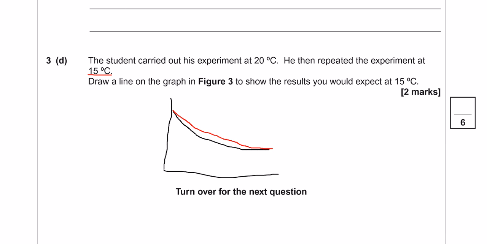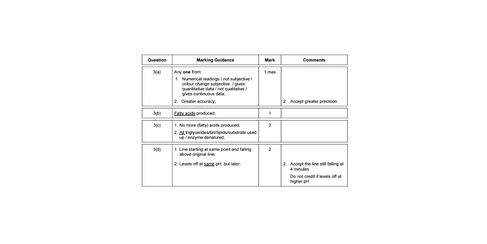The explanation is that less fatty acids and glycerol are being produced because it's a slower rate of reaction. However, it's 15 degrees C, so the reaction will occur, but just at a slower rate. Answer to question 2. Again, you may want to pause.